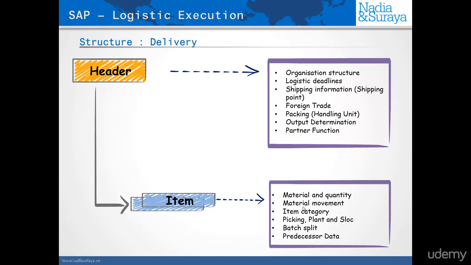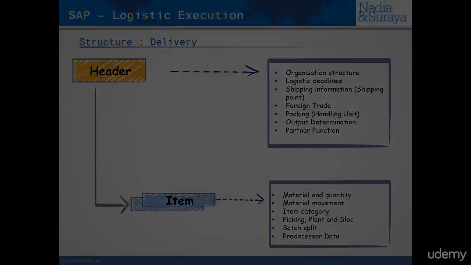And partner functions. On the item level, we have the material and quantity, the material movements that we saw before, the item category of the item, obviously picking, packing, and storage location, batch split, if there were any, and the predecessor data, i.e. the sales order or the purchase order that the delivery was created with reference from. So that in all is how we create the delivery and the general structure of the delivery.